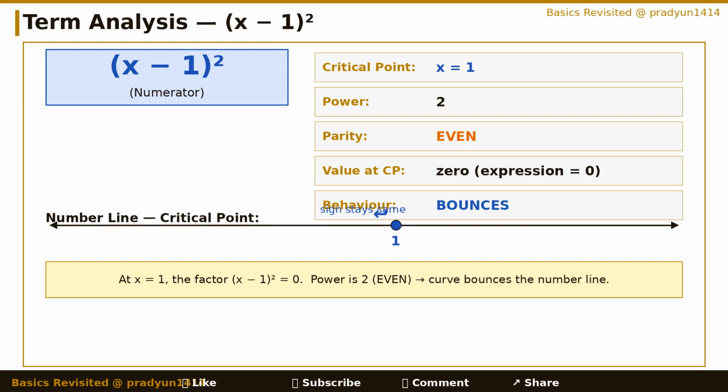Next, (x minus 1) squared. Critical point is x equals 1. Power is 2, which is even, so the curve bounces back at x equals 1. The sign does not change here. The expression equals 0 at x equals 1, so it is also included in the solution.